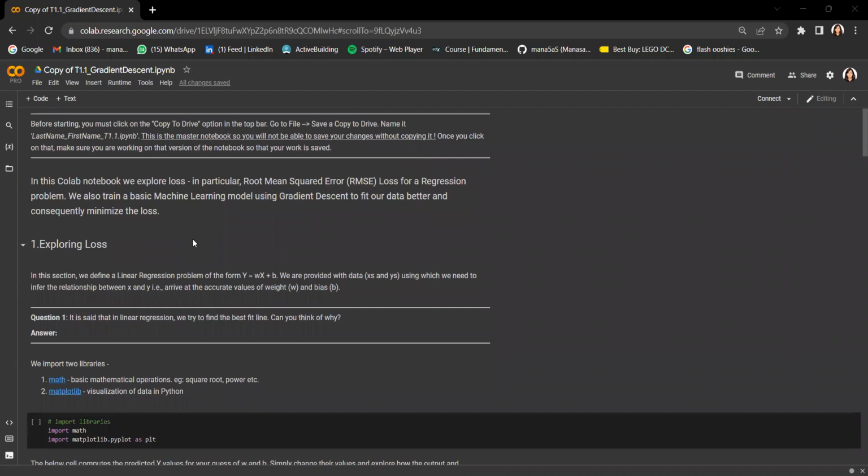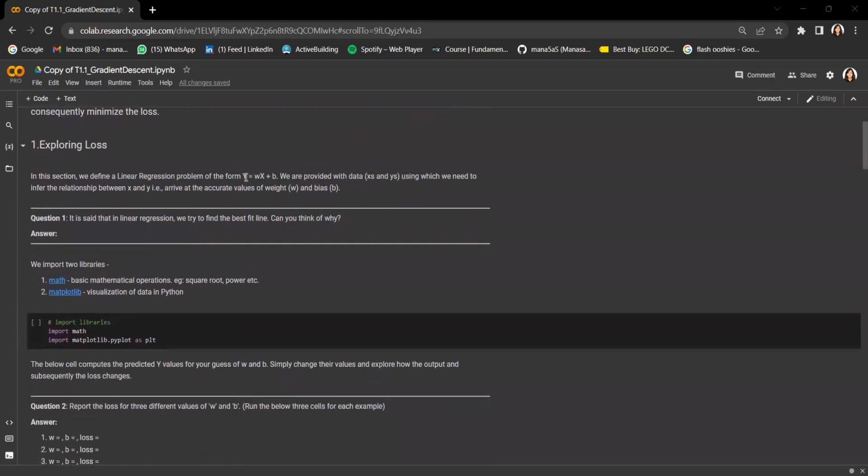In this tutorial, we'll be exploring the approach of guessing parameter values for a simple linear regression model. We will also see how to calculate the corresponding loss and visualize it. And finally, we'll also explore gradient descent as a method to iteratively guess the truest parameter values and reduce the loss. So we are dealing with a simple linear regression problem of the form y = wx + b.